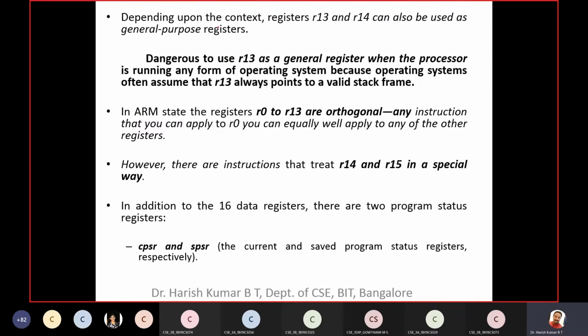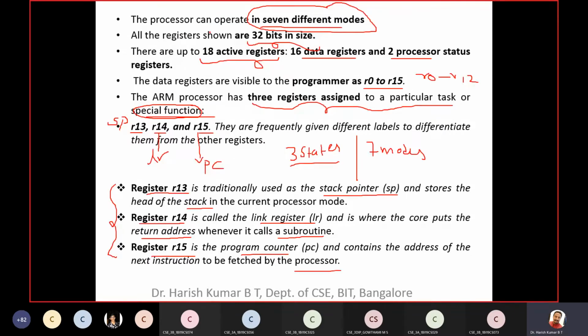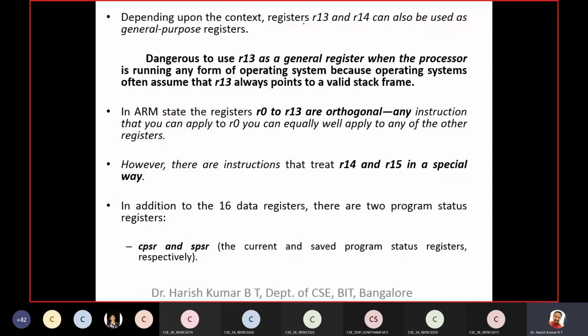So depending on the context, this is what I explained here to you. Depending on the context, R13 and R14 can also be used as general purpose registers. Not necessarily R13, R14; R15 can also be used, but it is not recommended to do so, because all the time you are not cautious about taking the backup and restoring them after doing the processing. So sometimes here and there we go wrong.